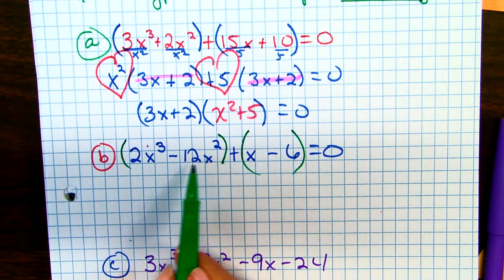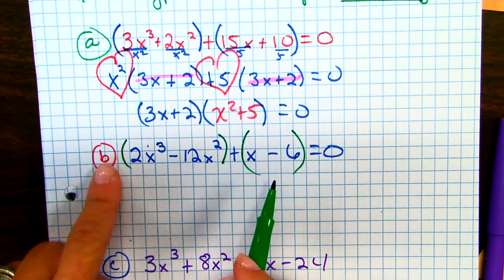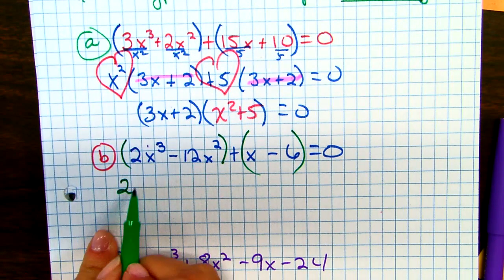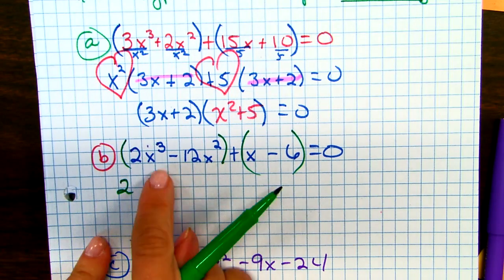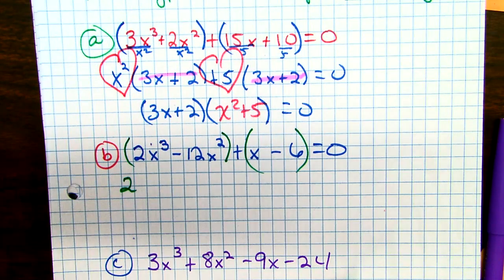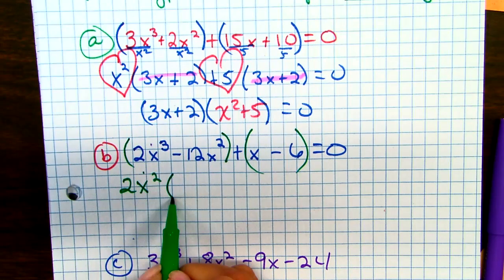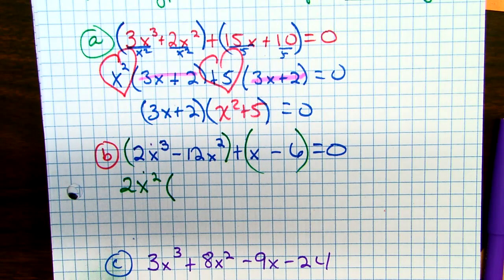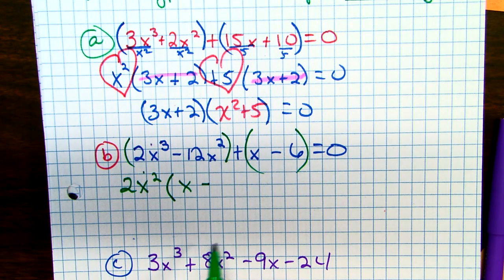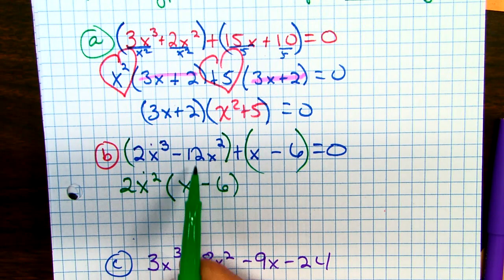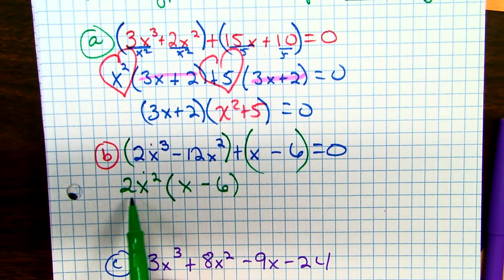We factor out whatever they have in common. 2 and 12 have a 2 in common. X to the third, x to the second. They have to be able to give the same amount, so that's going to be x to the second. That leaves us an x there, right? 2x squared times x is 2x to the third minus what? 6, right? 12 divided by 2 is 6, and x squared to cancel.